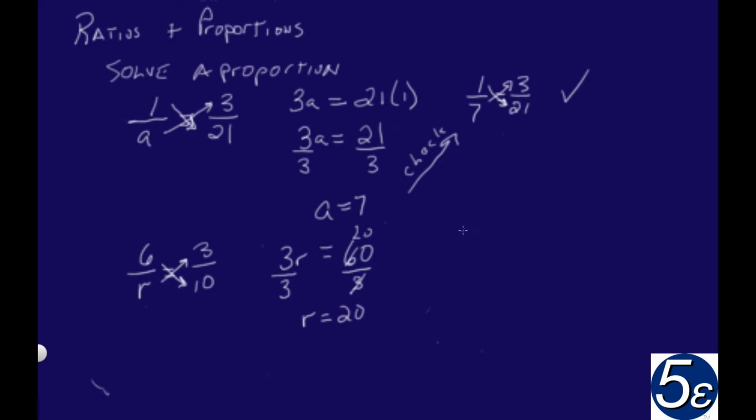Checking again, and we will end up with 6 times 10, which equals 60, and since we're going to put the 20 on the bottom of this where the r is, we end up with 20 times 3 equals 60, and so they check out.